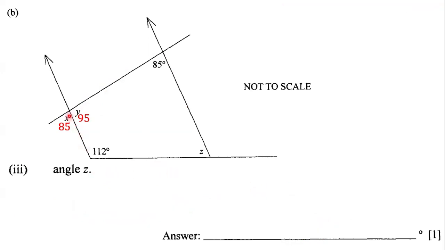Here, we know from our previous questions that the size of X is 85 degrees. And we know from our previous question that the size of Y is 95 degrees. Now we need to determine the size of angle Z. Notice that angle Z is here. Here, we notice a useful geometrical rule, which states that angles inside a quadrilateral add up to 360 degrees. Again, angles inside a quadrilateral add up to 360 degrees.